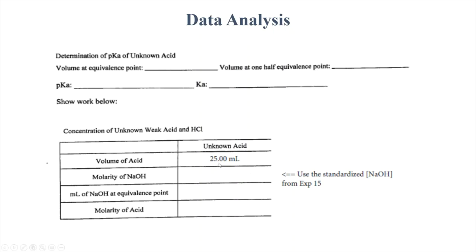In the data sheet, we have pre-filled in that it's 25.00 milliliters because we use that volumetric flask to get that. The molarity of NaOH is going to come from experiment 15. That's your molarity of the standardized NaOH solution. The volume at the equivalence point is going to be from the second derivative data. And then you have to use that second derivative data and the concentration to get the molarity of the acid. Once you know the number of milliliters at the equivalence point, you can put that up here. You could put the volume at the half equivalence point, and then you're going to read off the pKa from the graph and then calculate the Ka from the pKa.